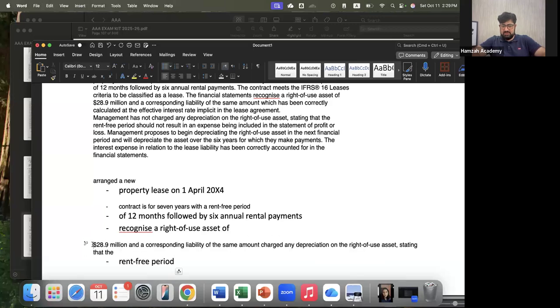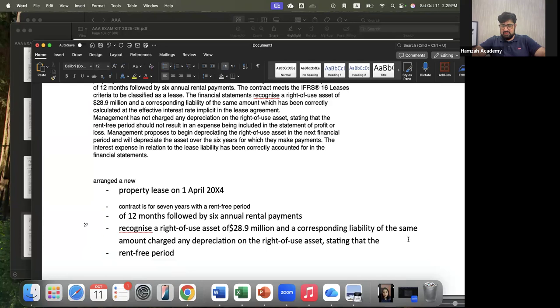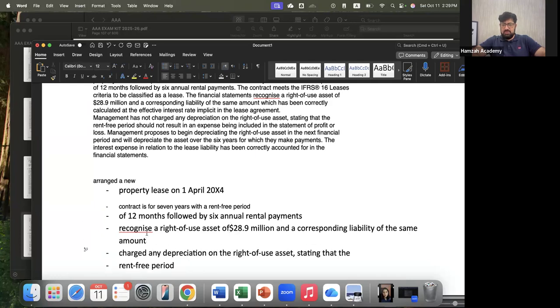Next point. They didn't charge any depreciation. And the logic is here.